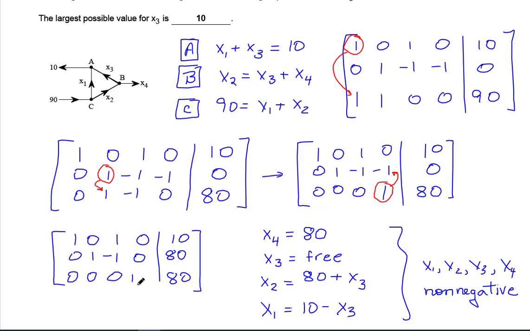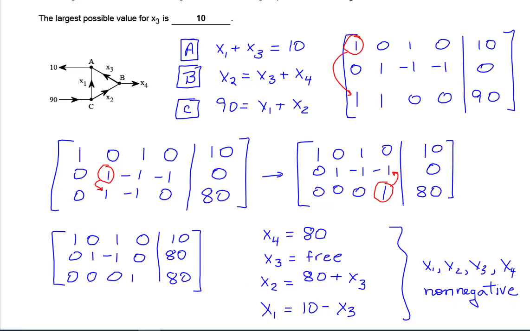And so what do I see? I see x4 is 80. x3 is a free variable. x2 is 80 plus x3. And let's see, x1 is 10 minus x3.